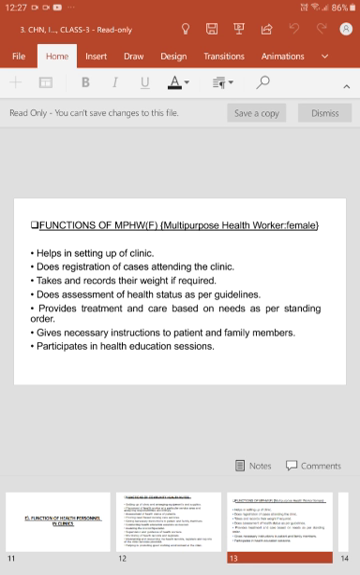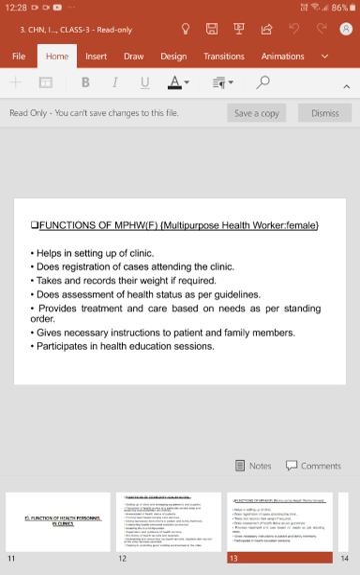Standing order means that in the absence of the doctor, the nurse will be giving the care towards the patient. Even if the doctor was not there, instead of the doctor the nurse can give the care in a particular, critical situation. That order you can call a standing order. They give the necessary instruction towards the patient and family.